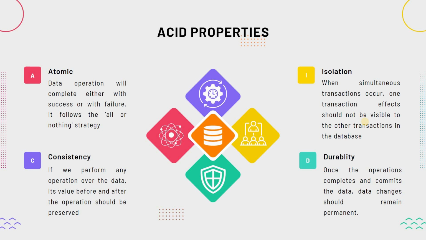The isolation property says that when simultaneous transactions occur, one transaction's effect should not be visible to the other transaction in the database. Durability states that once the operation completes and commits, the data and data changes should remain permanent. Let's take an example.